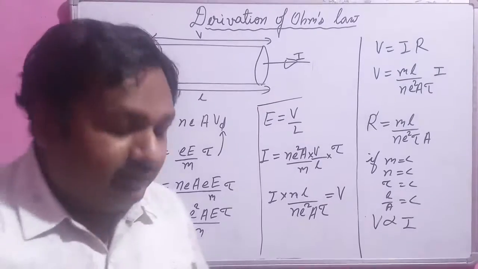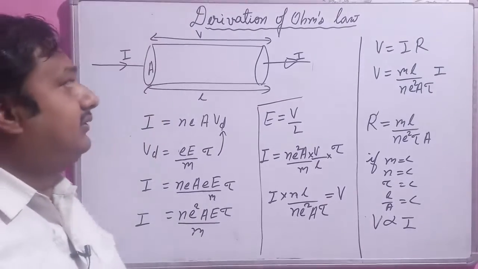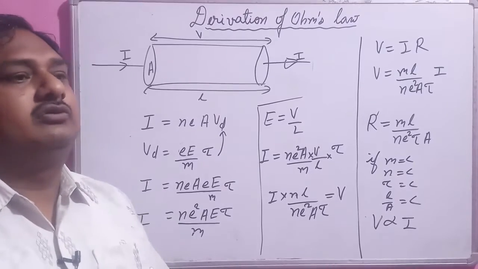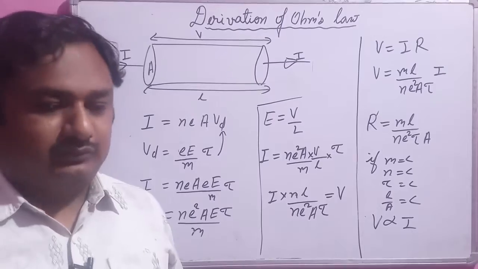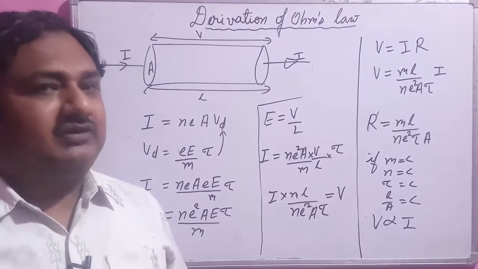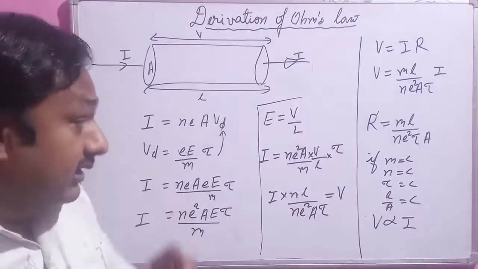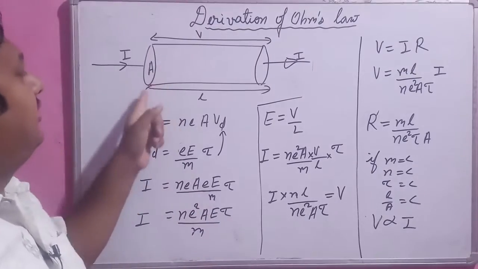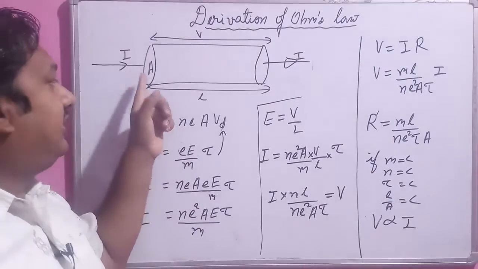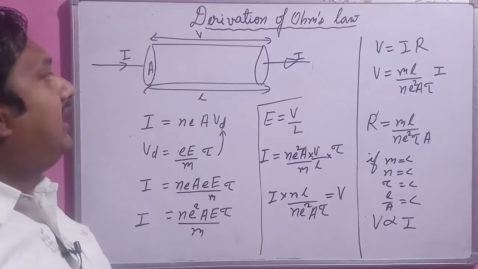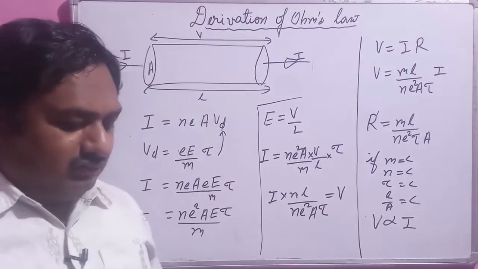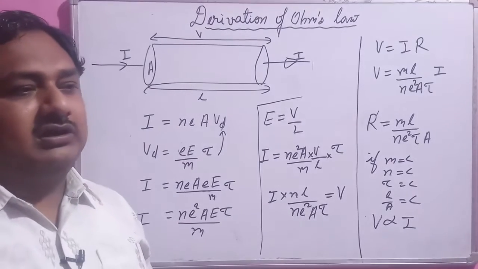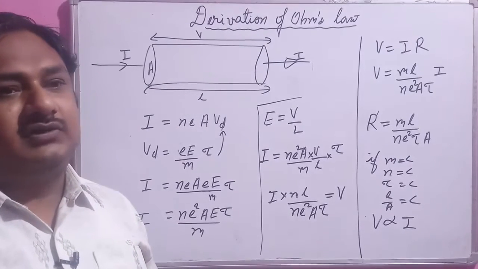So today we are going to discuss the derivation of Ohm's law, or you can say Ohm's law in a microscopic form. Okay. So what's the statement of Ohm's law? Consider a conductor whose cross-sectional area is A and length is L, and a potential difference V is applied across it.